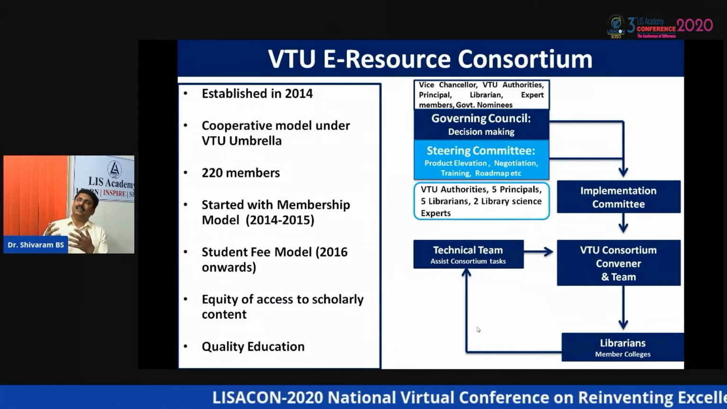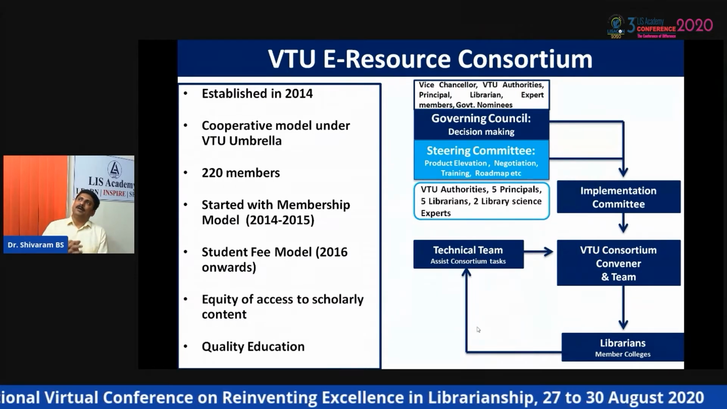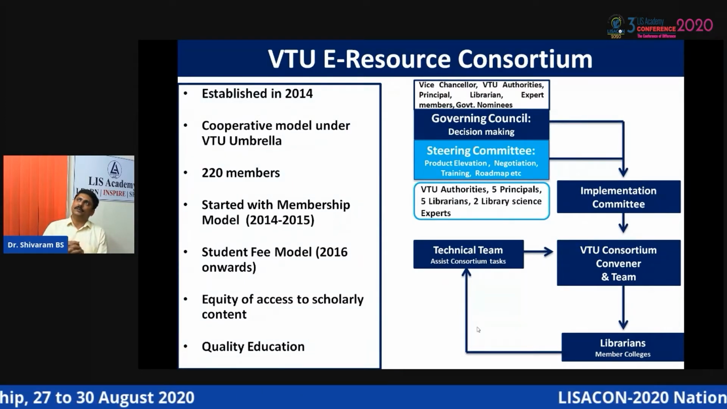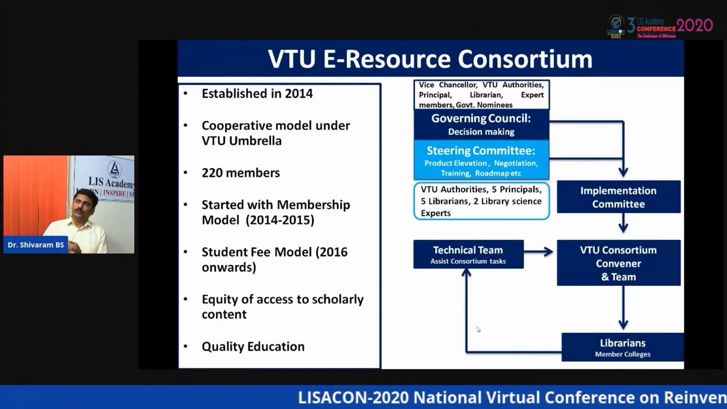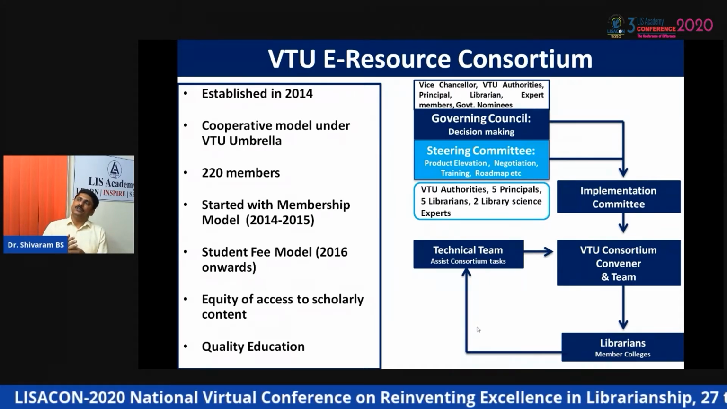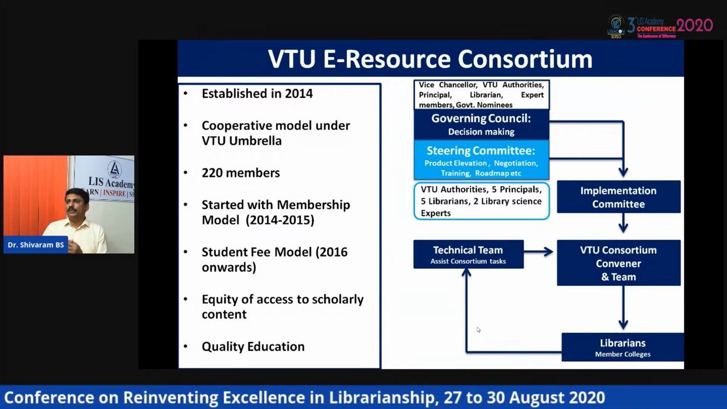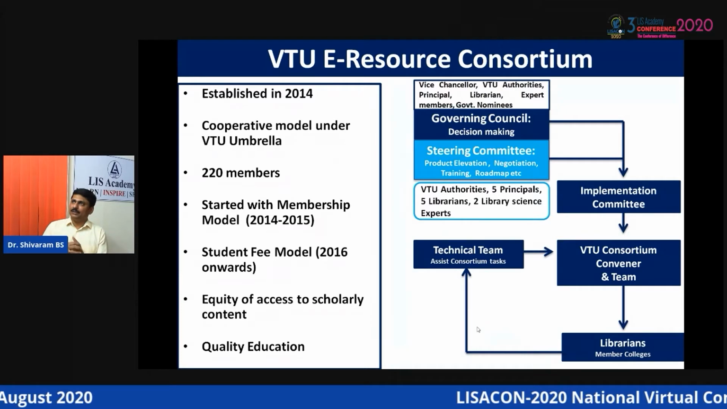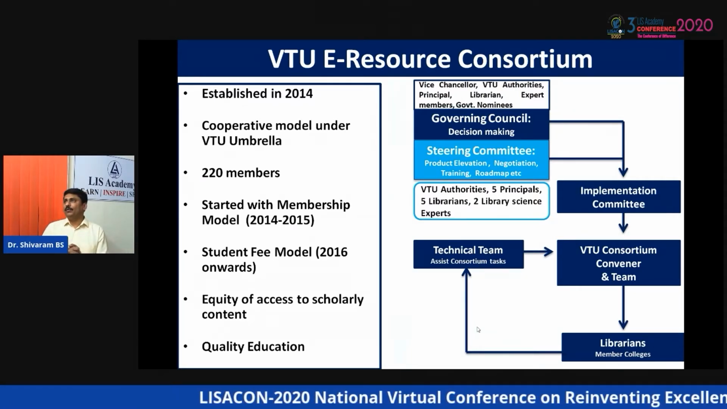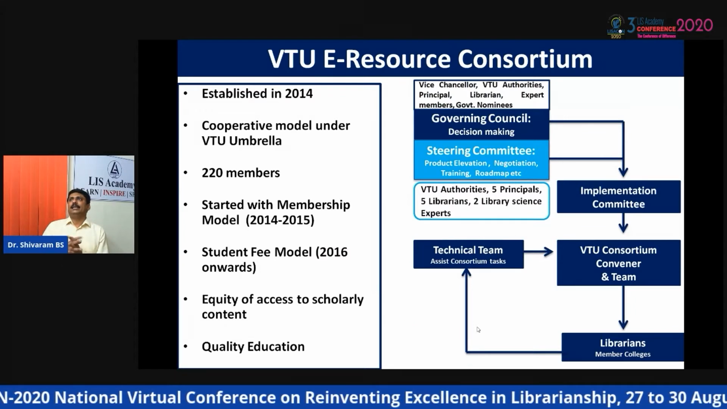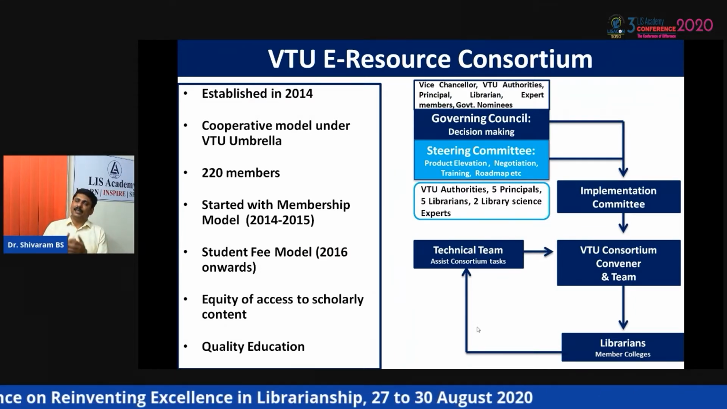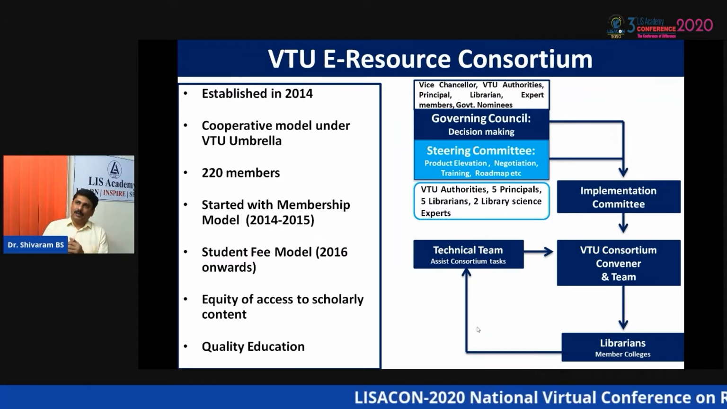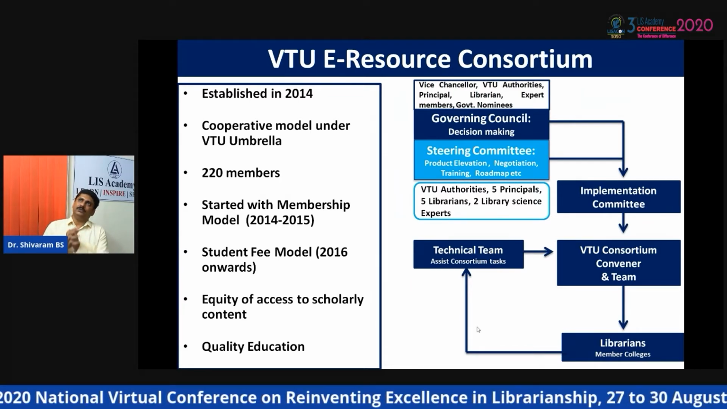So it has a 3-tier structure of committees or bodies, among which the governing council is the highest body, which makes all decisions related to the e-resource consortium, and it is headed by the Vice Chancellor of VTU as its chairman. Its composition includes all VTU authorities like the registrar and finance officer, 2 principals of member colleges, 1 librarian from a member college, expert members, and also government nominees from AICTE and the Karnataka Higher Education Council. Basically, the job of this committee is to make policies related to the VTU Resource Consortium.